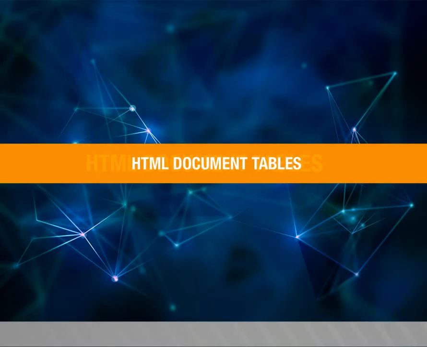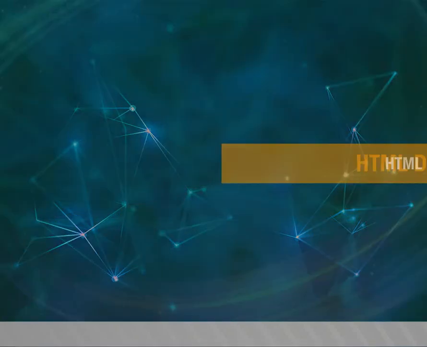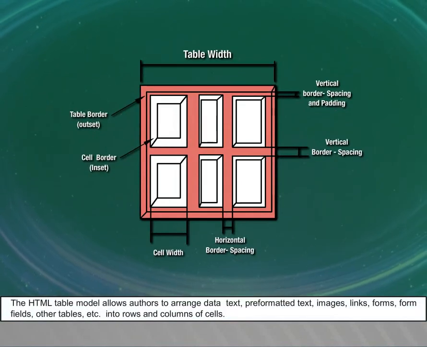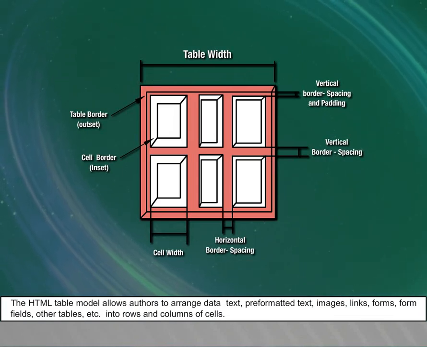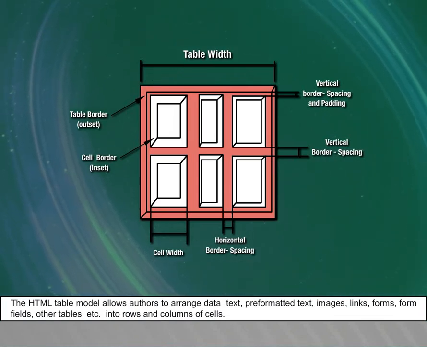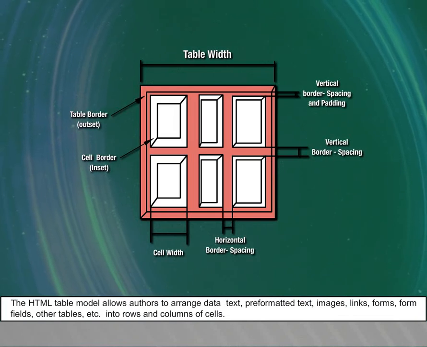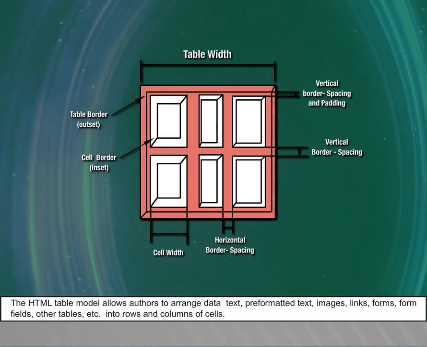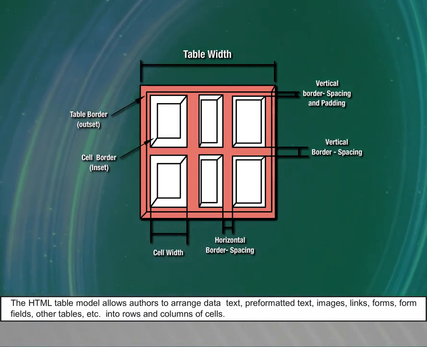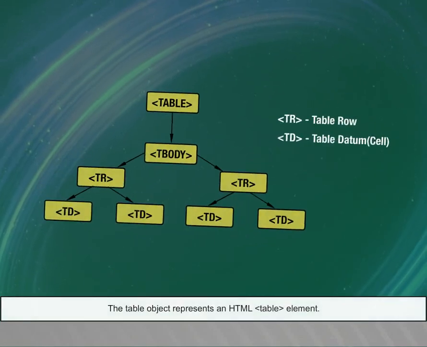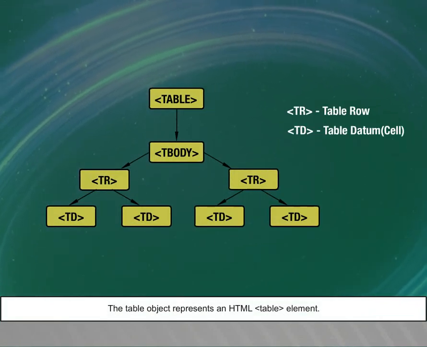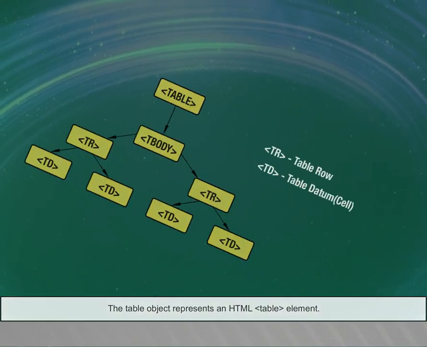HTML document tables. In this video, we are going to see about HTML document tables. The HTML table model allows authors to arrange data, text, pre-formatted text, images, links, forms, form fields, other tables, etc. into rows and columns of cells. The table object represents an HTML table element.